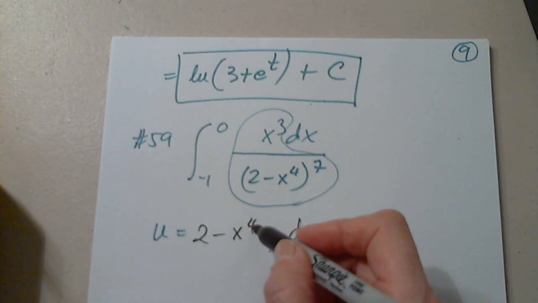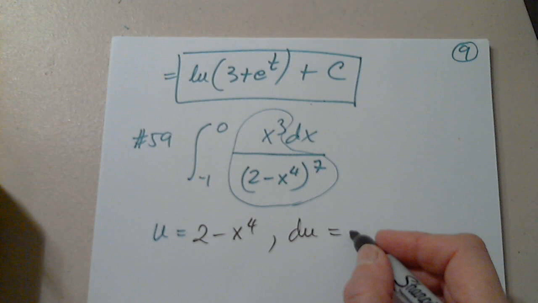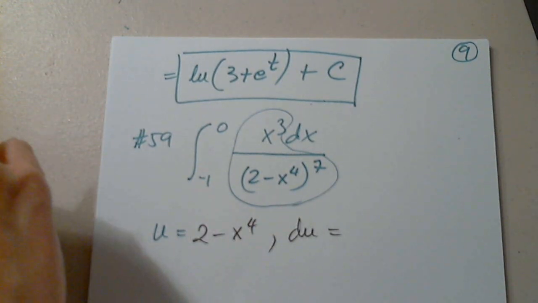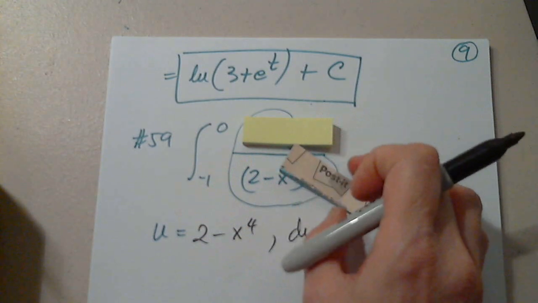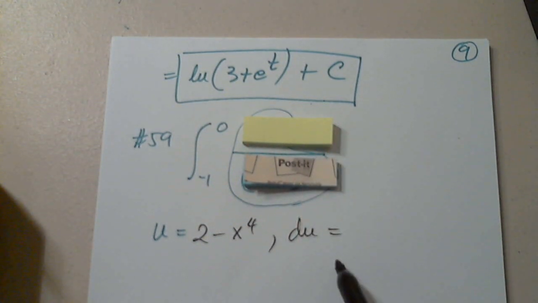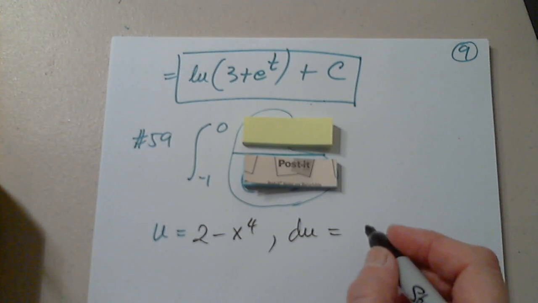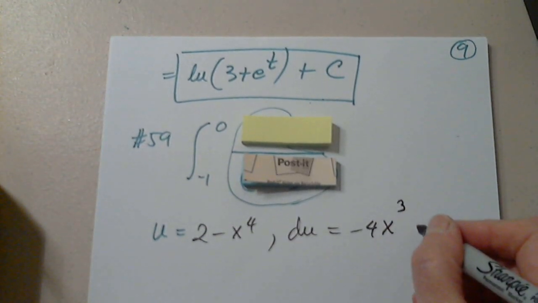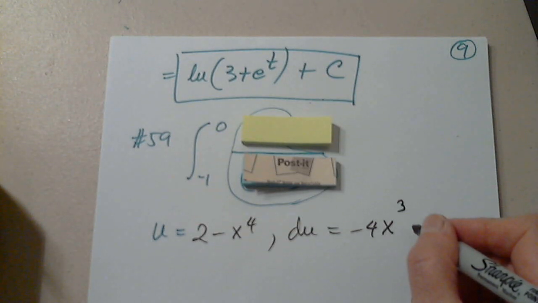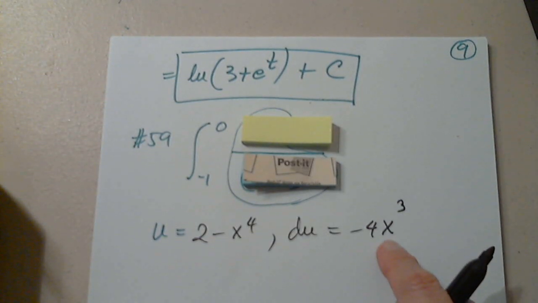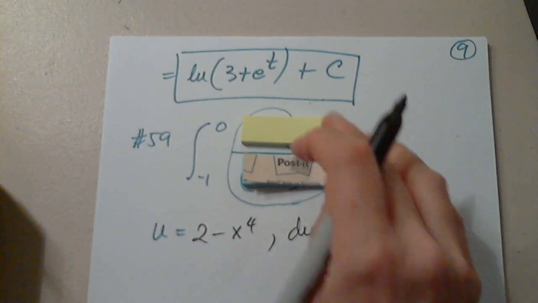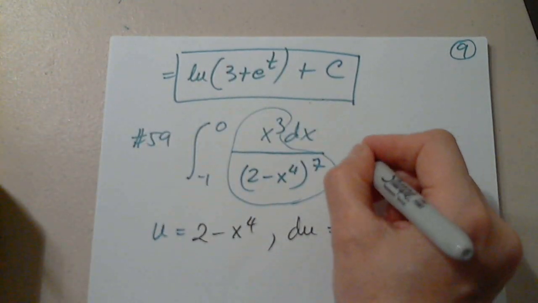Say it again. I guess that was wrong. We are talking about du. We have a substitution, and we want du for this function. Negative 4x to the third. Yes? We want the differential, not the derivative. du is negative 4x cubed dx. Excellent. Perfect. Good.